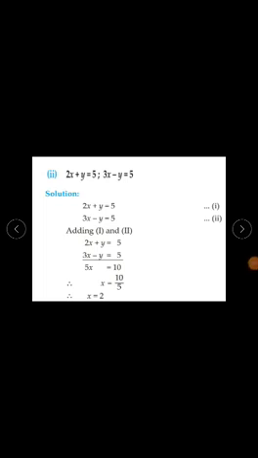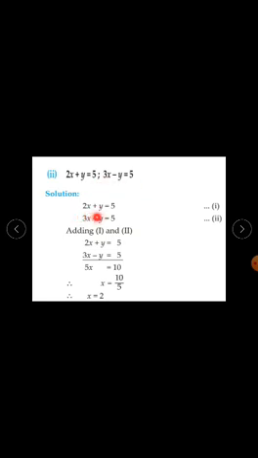Now, second sub question from question number 3 from practice set 5.1. 2x plus y equal to 5 and 3x minus y equal to 5. Solve the following sets of simultaneous equations. The first equation is 2x plus y equal to 5 and the second equation is 3x minus y equal to 5.